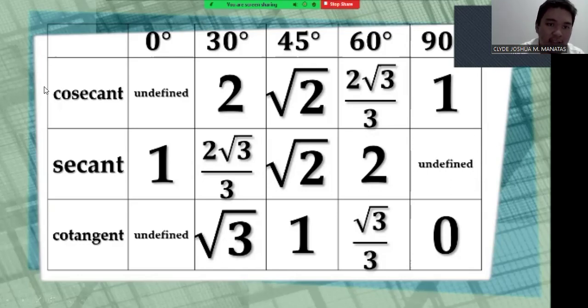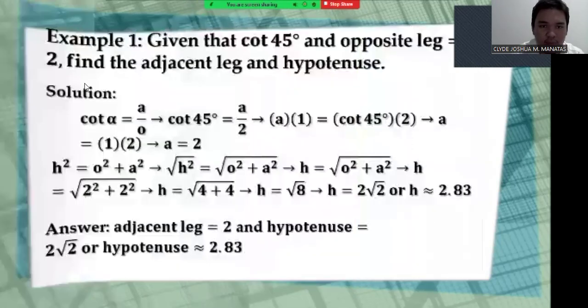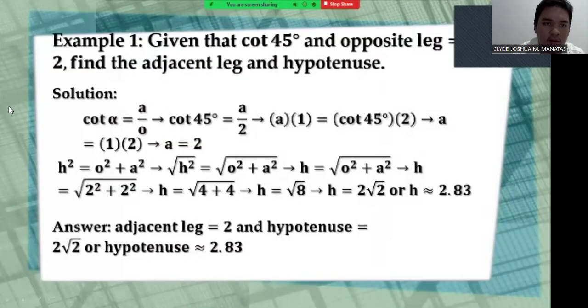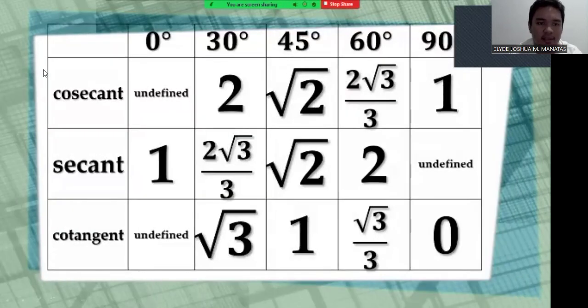Then secant 0 degrees is 1. Secant 30 degrees is 2 square root of 3 all over 3. Then secant 45 degrees is square root of 2. Then secant 60 degrees is 2. Then secant 90 degrees is undefined.